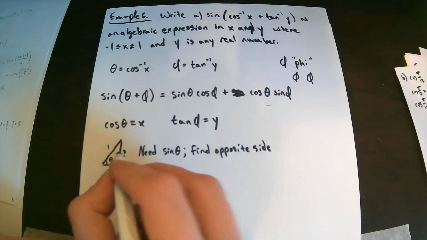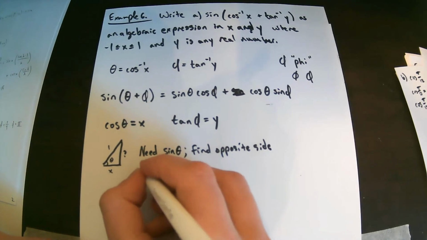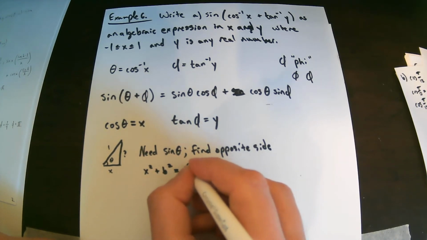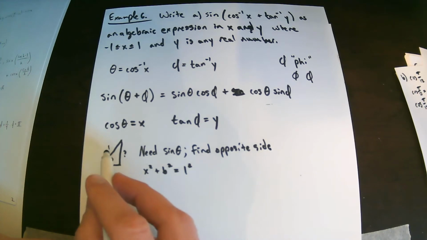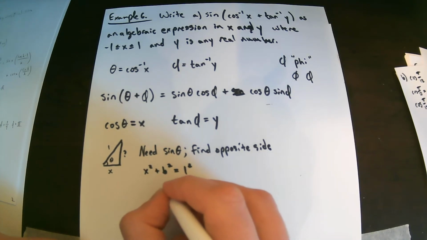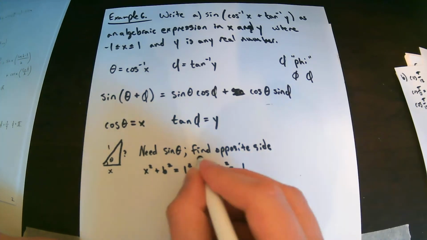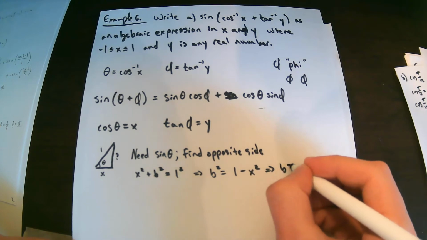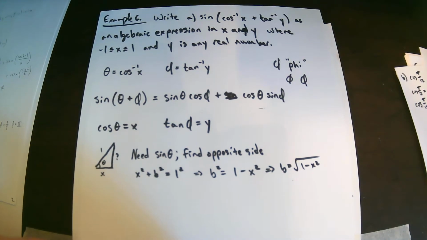I need this side, so I'll call it b. So a squared plus b squared is equal to the hypotenuse squared, so that these are the two legs, x and b, and the hypotenuse is 1. And I'm going to solve for b. So b squared will end up being 1 squared, which is just 1, minus x squared, and that's going to give me b is equal to the square root of 1 minus x squared. So there's my missing side.